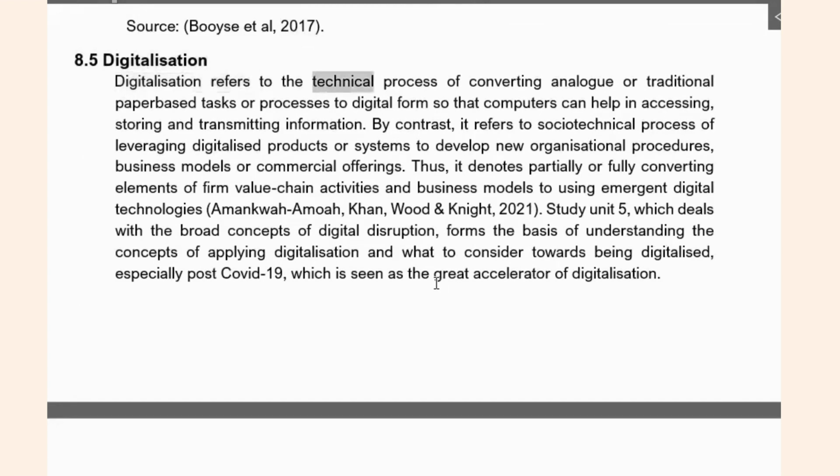Digitalization refers to the technical process of converting analog or traditional paper-based tasks or processes to digital form so that computers can help in accessing, storing and transmitting information. By contrast, digitalization refers to the socio-technical process of leveraging digitalist products or systems to develop new organizational procedures, business models, or commercial offerings. Thus, it denotes partially or fully converting elements of firm value chain activities and business models to using emergent digital technologies. Amankwah, Khan, Wood and Knight, 2021.